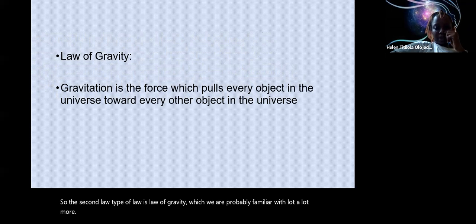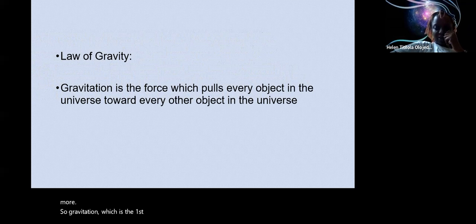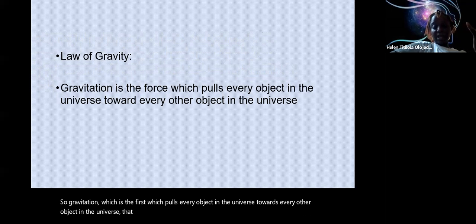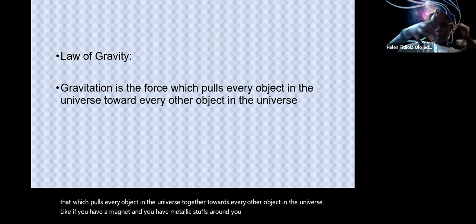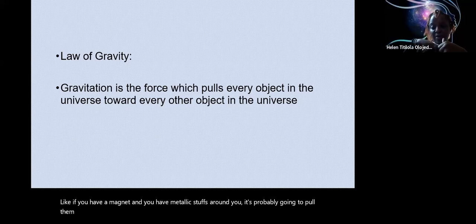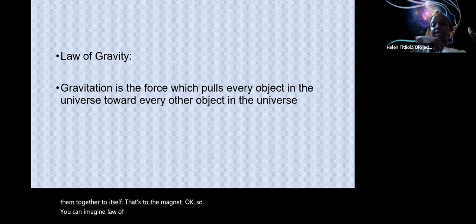So gravitation is the force which pulls every object in the universe towards every other object in the universe. That's describing or defining gravitation to begin with. Gravitation refers to that which pulls every object in the universe together towards every other object in the universe. Like if you have a magnet and you have metallic stuff around you, it's probably going to pull them together to itself, that's to the magnet. Okay, so you can imagine law of gravity as something like that.